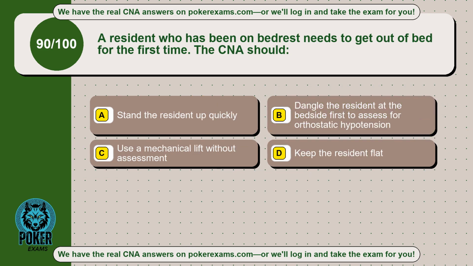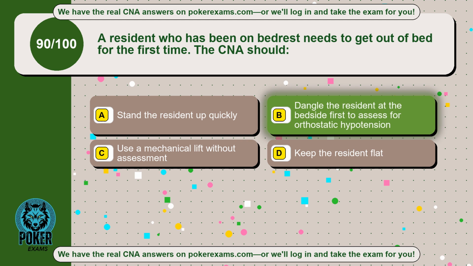Question 90. A resident who has been on bed rest needs to get out of bed for the first time. The CNA should: Option A, stand the resident up quickly. Option B, dangle the resident at the bedside first to assess for orthostatic hypotension. Option C, use a mechanical lift without assessment. Option D, keep the resident flat.